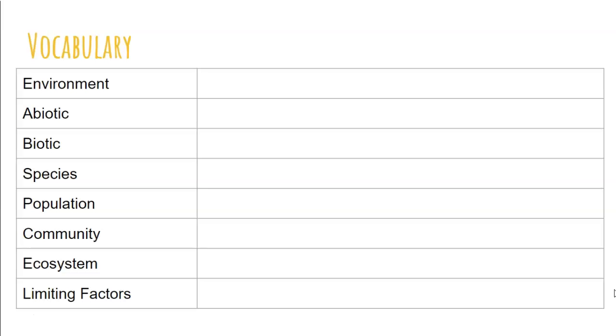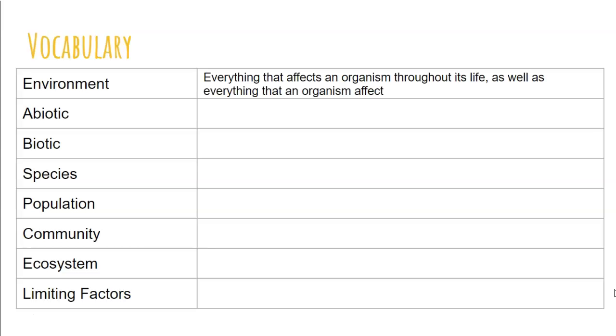And why we need to do this is because these are going to become words that you're going to see often and need to start incorporating into your conversations when you're talking about ecosystems. So the first thing is the environment. When we say the word environment, what we mean is anything that affects an organism throughout its life. It is also reversed, in the sense that it is everything the organism affects. So sunlight affects the organism. An organism eating another organism affects the environment. So it's the interplay between the two.